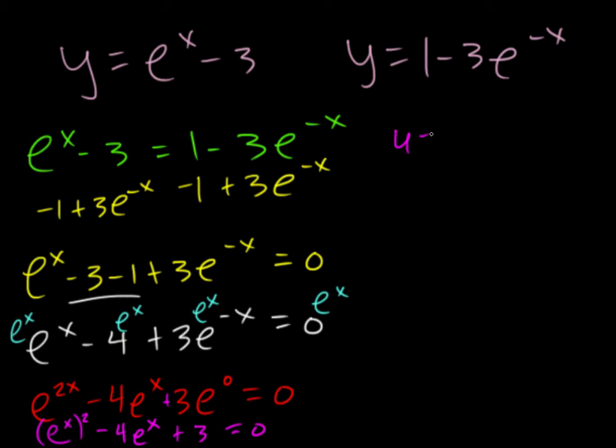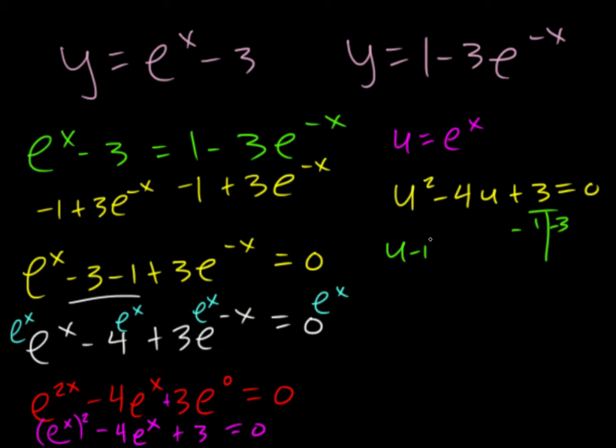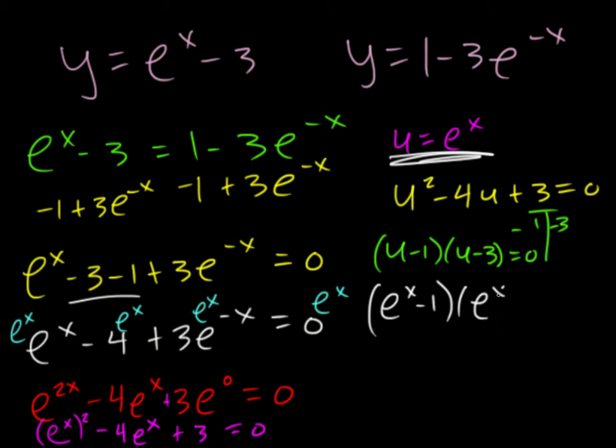So now I can say u is equal to e to the x, and so we get u squared minus 4u plus 3, and we can use factoring methods now. u minus 1, u minus 3 equal to 0. Plug this back in for u: e to the x minus 1, e to the x minus 3. We can set both those equal to 0.